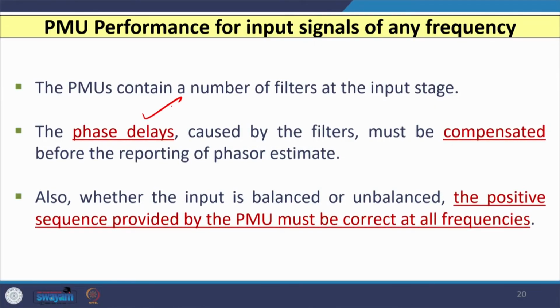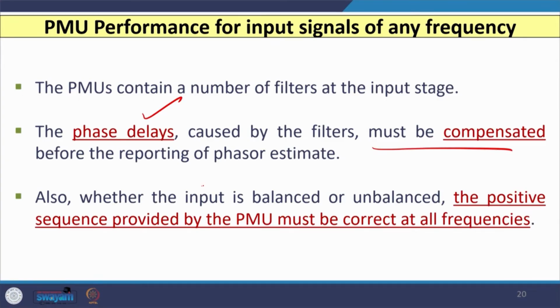Now, the PMUs also contain a number of filters at the input stage. When acquired signals in the form of CT secondary or CVT secondaries are given as an input to the PMU, these signals are passed through several filters. Any phase delay that is possible when we use the filters must be compensated before the reporting of the phasor estimate is carried out. So, before the PMU gives phasor values in the output form, the phase delays that may be because of filters have to be compensated.